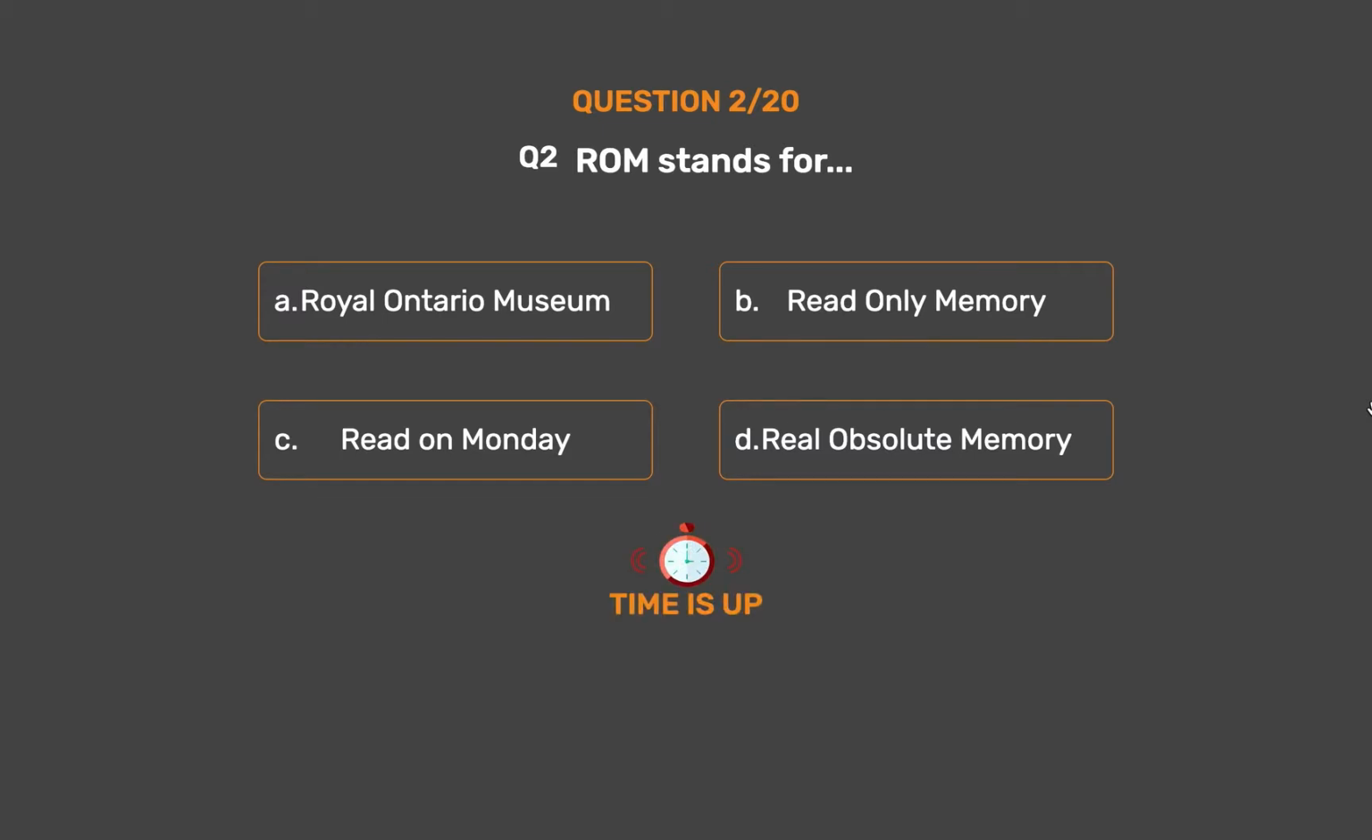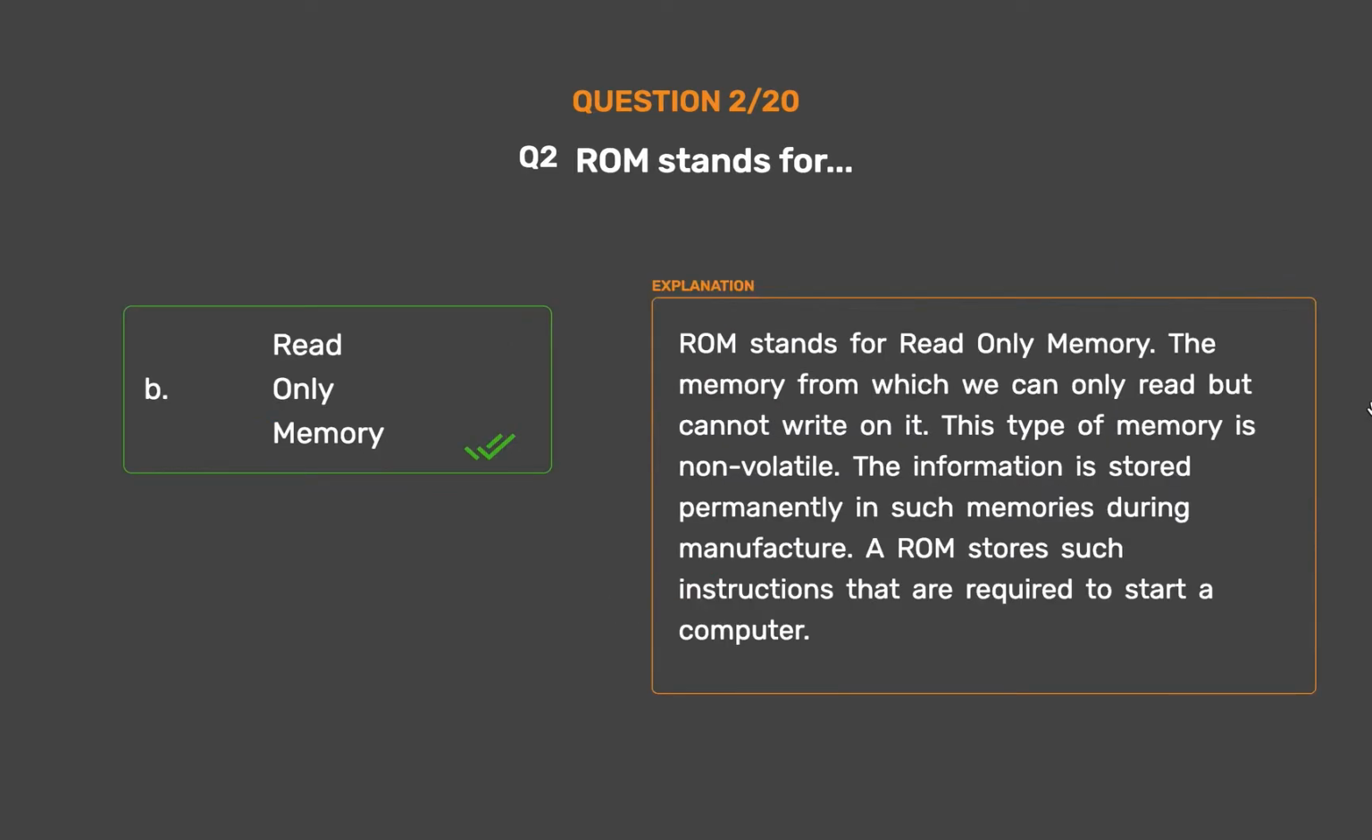The correct answer is Option B. Read-only memory. ROM stands for read-only memory. The memory from which we can only read but cannot write on it. This type of memory is non-volatile. The information is stored permanently in such memories during manufacture. A ROM stores such instructions that are required to start a computer.